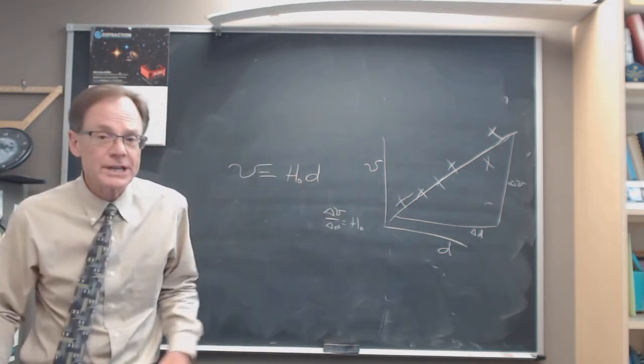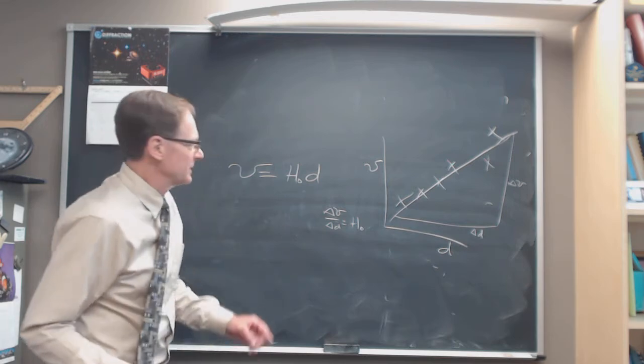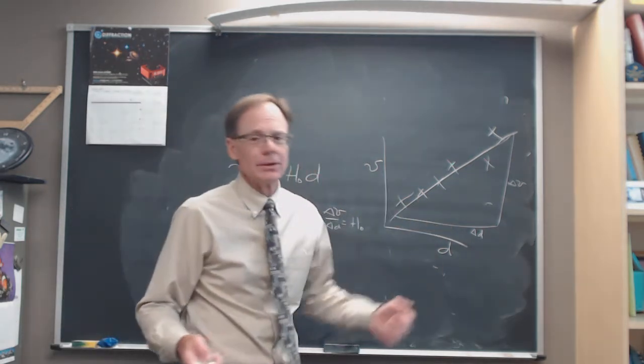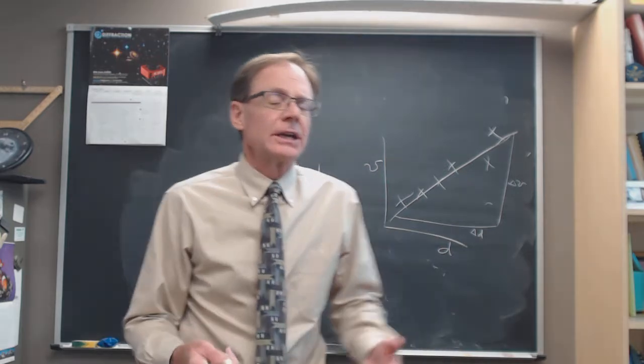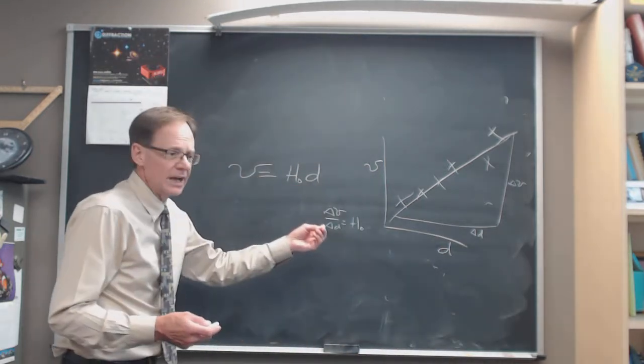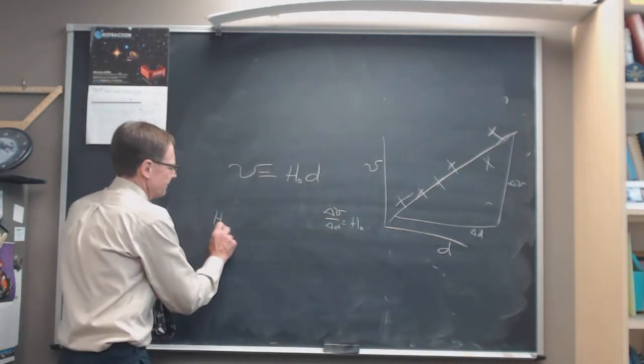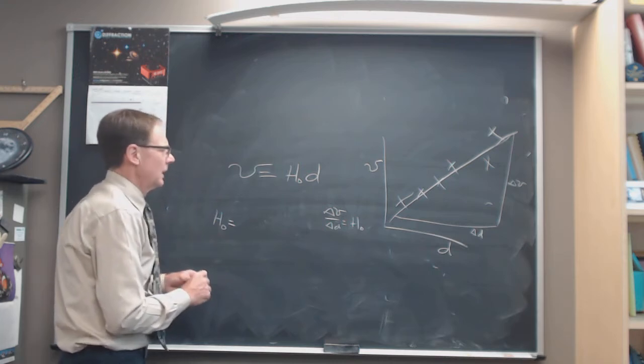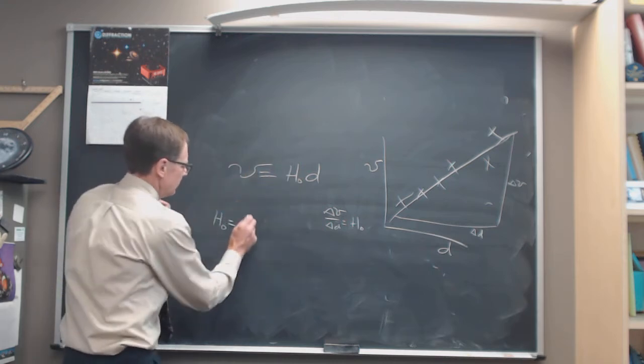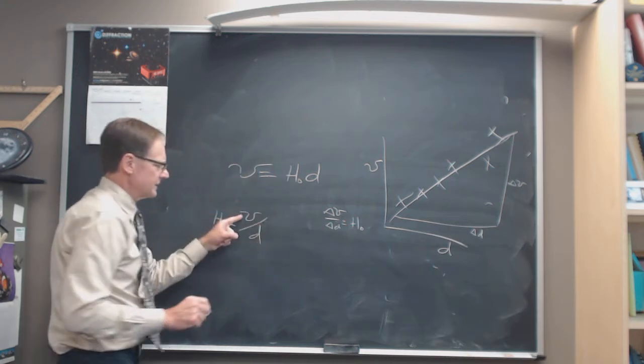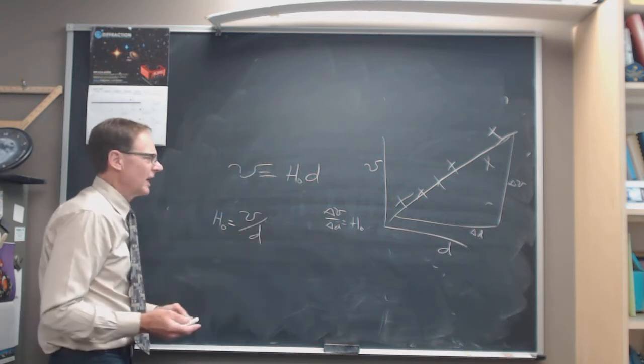Another way to do it would have been to just say each data point that's in the table in exercise 12 can be used. It has a distance and a velocity. You can say H naught is equal to V divided by D, the velocity divided by the distance, and you get an H naught value.